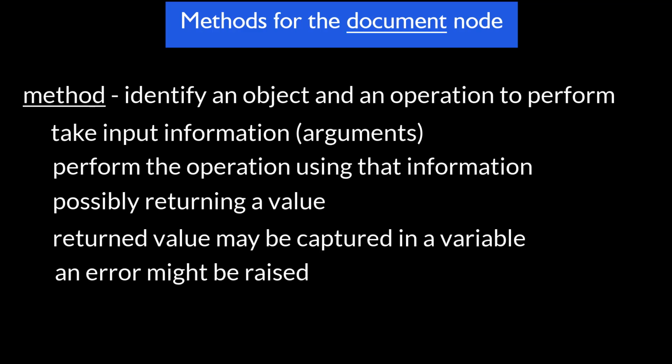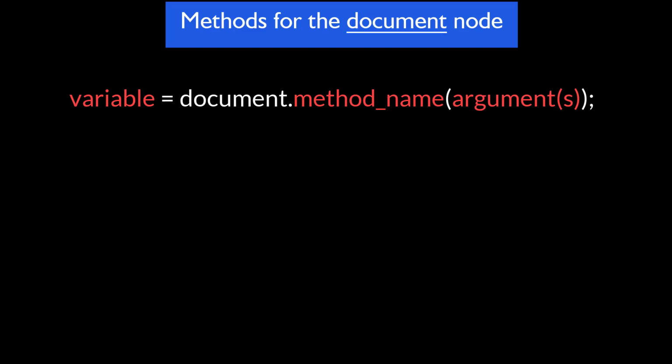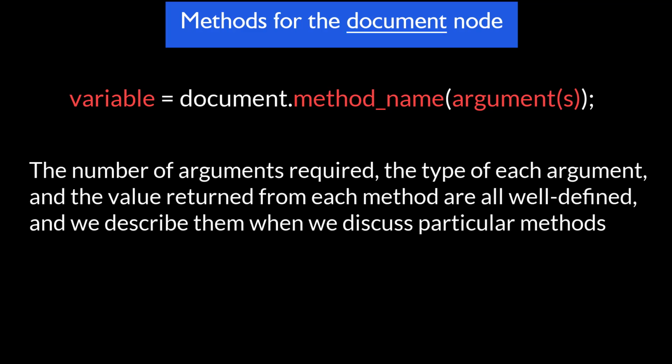Here's the general syntax for methods performed on the document node object when you want to capture the return value. Variable equals document dot, method name and parentheses with arguments. The number of arguments required, the type of each argument, and the value returned from each method are all well defined, and we describe them when we discuss particular methods.